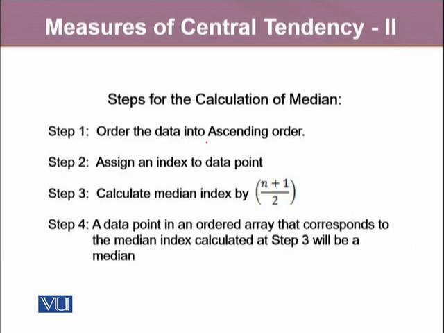To calculate the median, we need to follow different steps. Since we already discussed that median is calculated for an ordered array, the first step is to order the data into ascending order. Though it's not necessary to do it in ascending order all the time, it's always easier to deal with. Then in the next step, we assign an index to each data point. In step 3, we calculate the median index by calculating (n plus 1) by 2, where n denotes the number of observations in the sample.